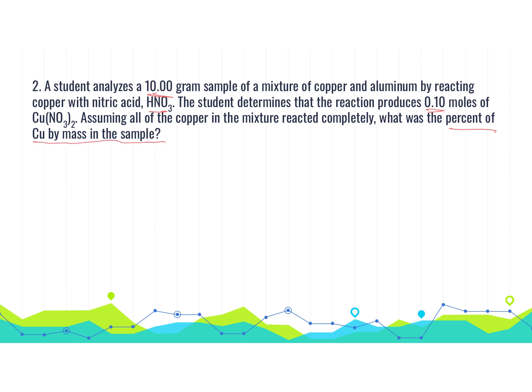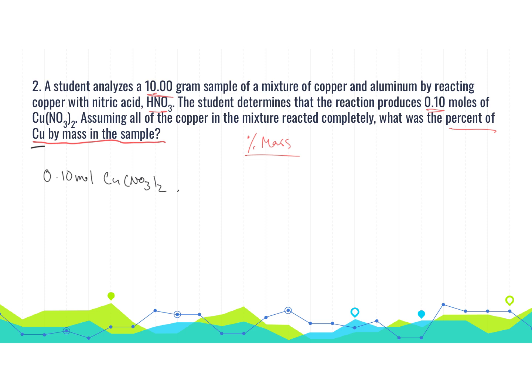So once again, what we're looking for at the end of the day is a percent mass. This is a percent mass question right here. And so unlike the previous question, in this case, we're given the number of moles directly. And so if we go ahead and do the math to find this, what we can do is first take the number of moles we're given, 0.10 moles of copper nitrate. Right, that's what we're given. We want to know the number of moles of copper in the sample, right? Because we're not interested in copper nitrate, we're interested in copper.